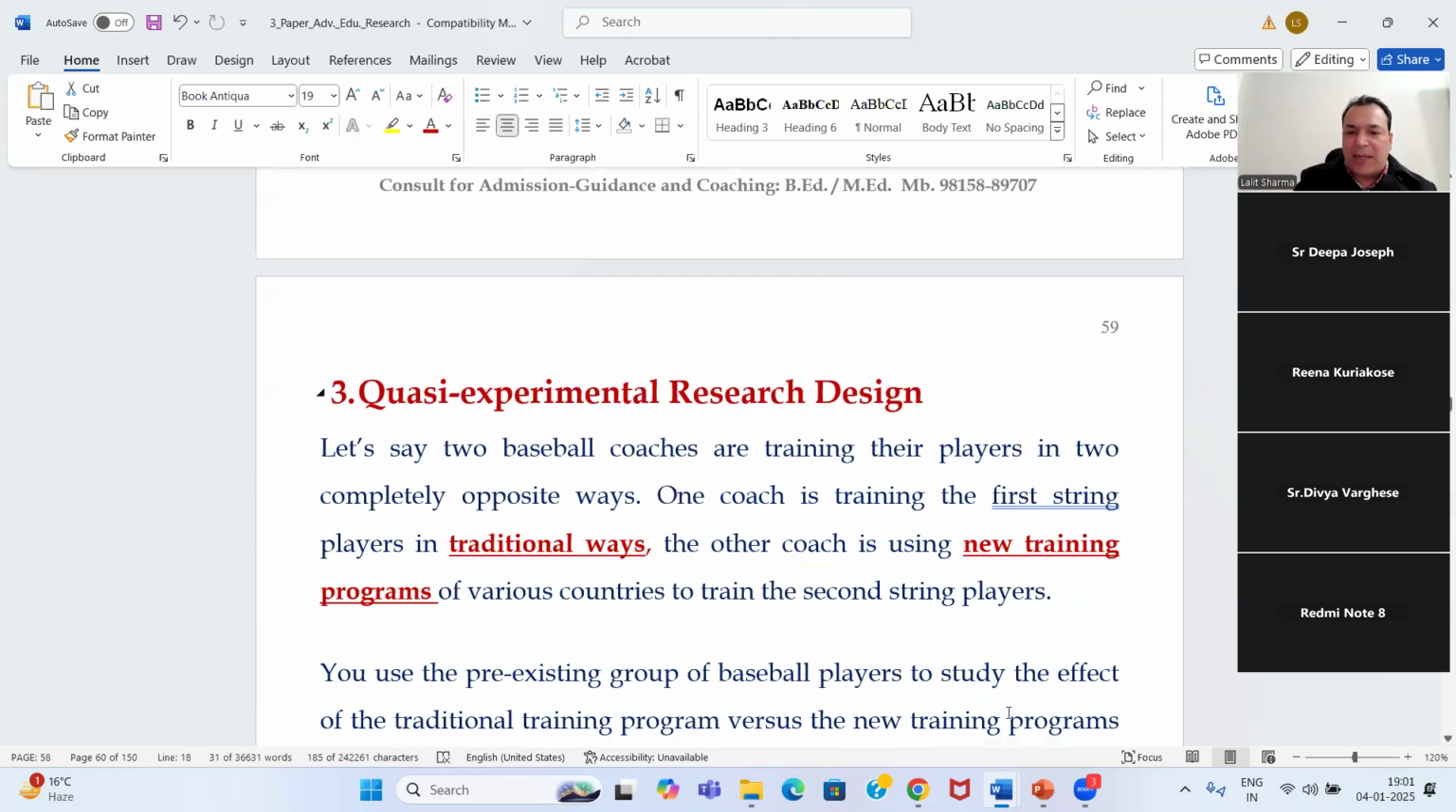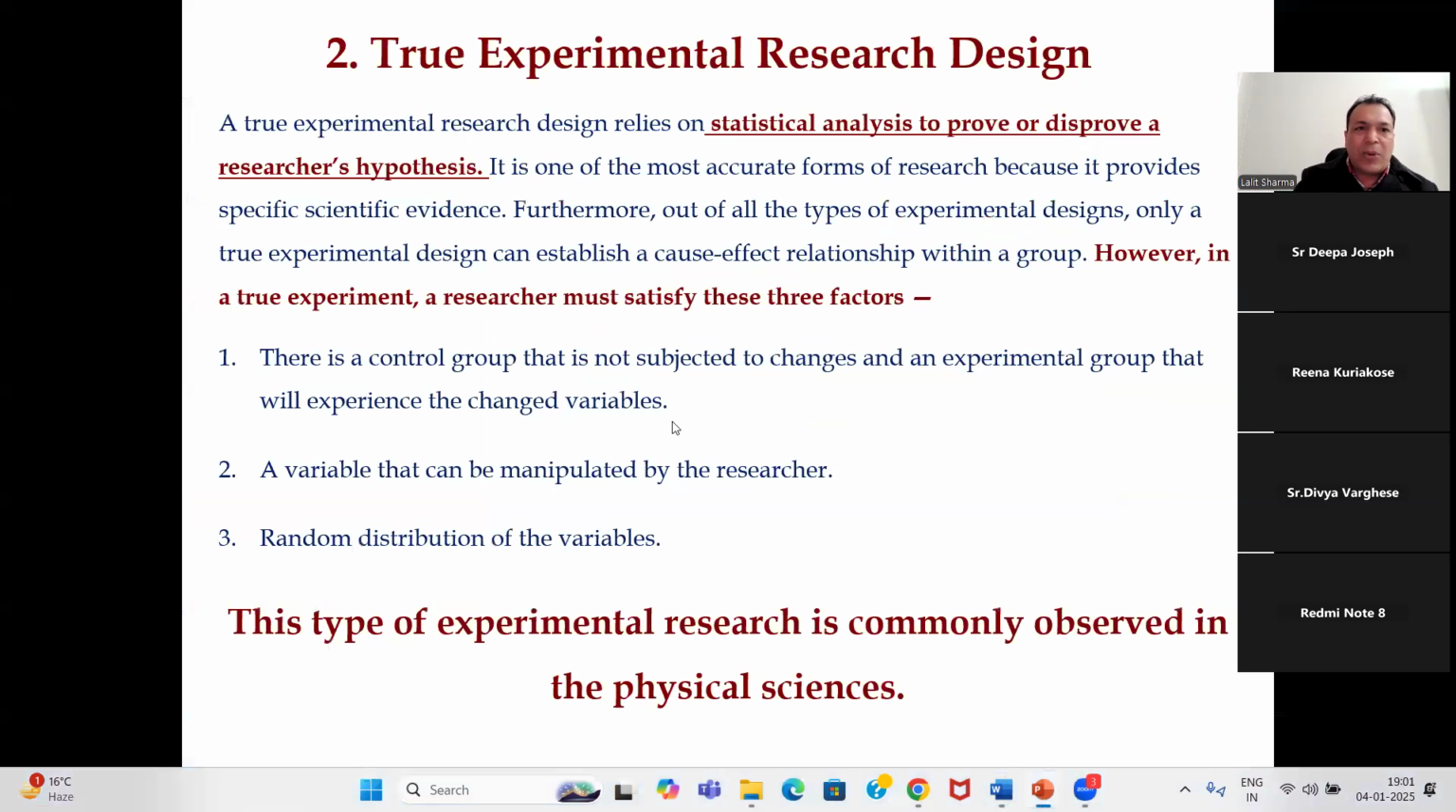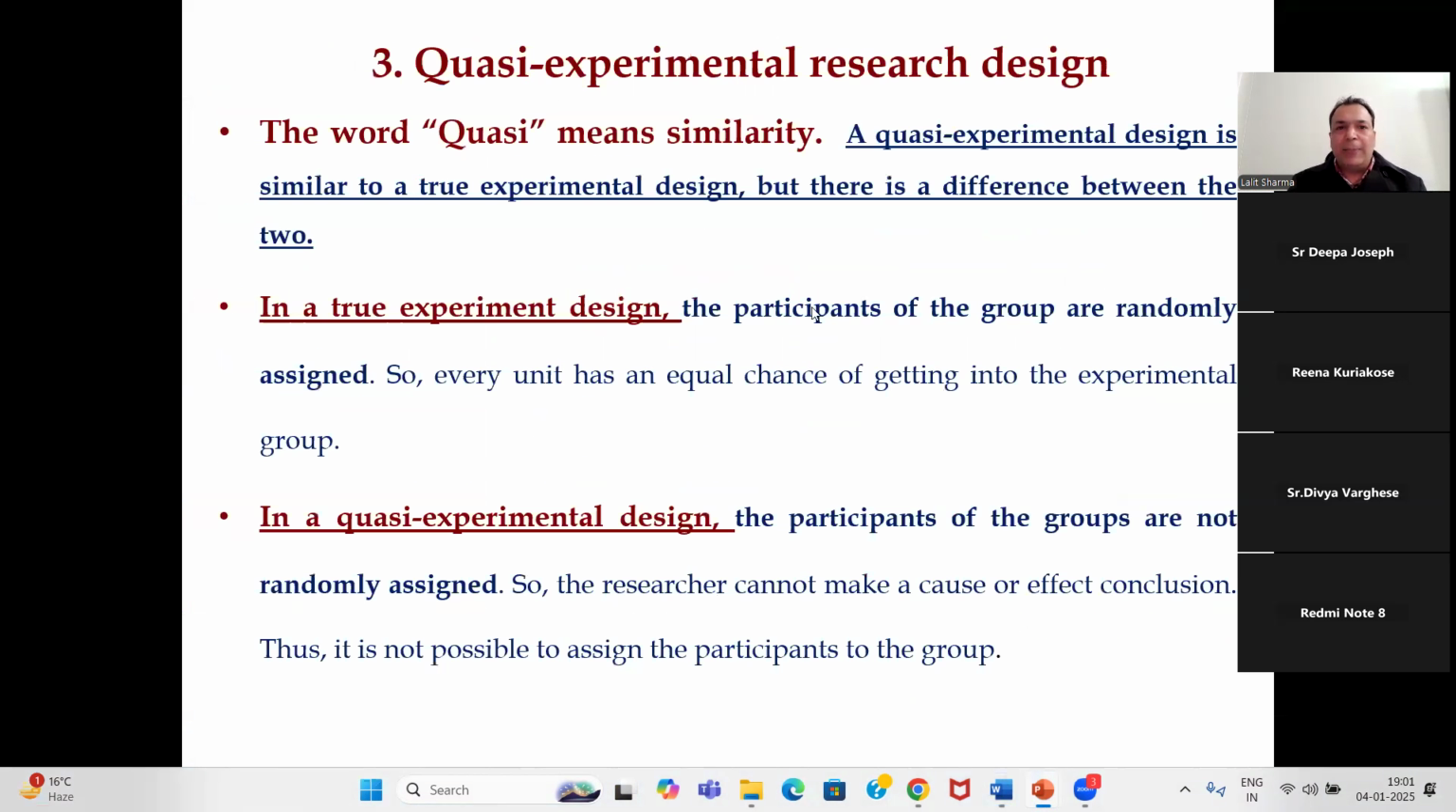Now the third has come, the quasi experimental design, right? So we discussed the quasi experimental research design. What is the meaning of quasi? Quasi means similarity. This is similar. A quasi-experimental design is similar to a true experimental design, but there is a difference between the two. What is the difference? In a true experimental design, the participants of the group are randomly assigned. So every unit has an equal chance of getting into the experimental group. But in a quasi-experimental design, the participants of the group are not randomly assigned.